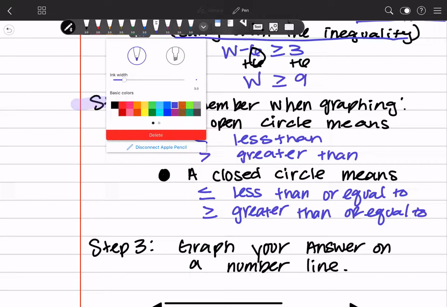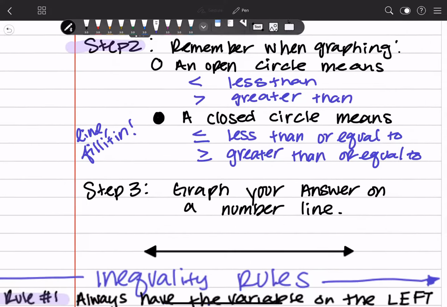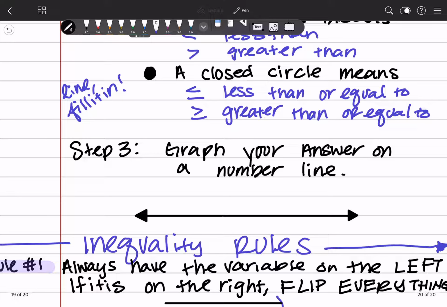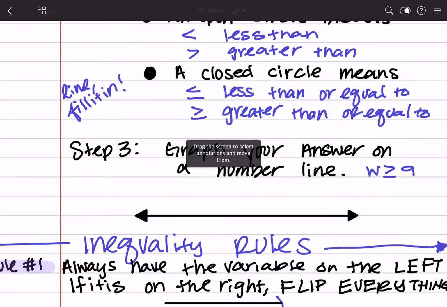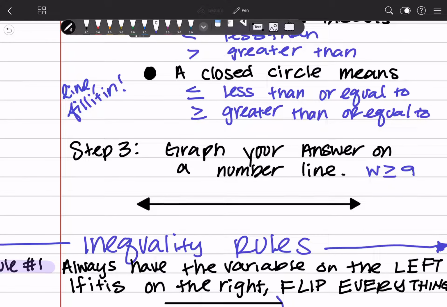Something to note, a closed circle, pretty much if there is a line, if you see a line, fill it in. Fill in that circle. All right, so now we are going to go ahead and graph our answer on the number line. So if you remember, our answer was W is greater than or equal to 9. This was our answer right here. What I like to do is move it up so we have a little bit more room.